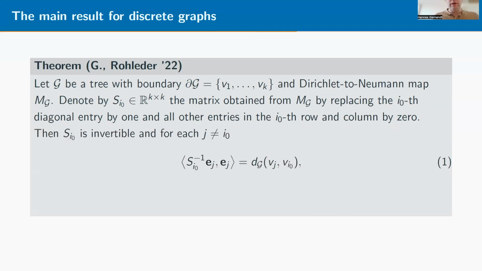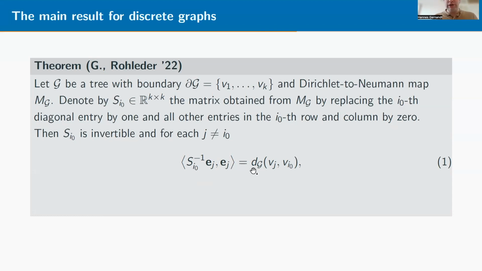And then we have this formula you might recognize from the beginning of my talk. One can show that S_{i0} is an invertible matrix. And here, again, this is a way of writing the jth diagonal entry of this matrix. This gives you directly the distance between the two boundary vertices v_j and v_{i0}.